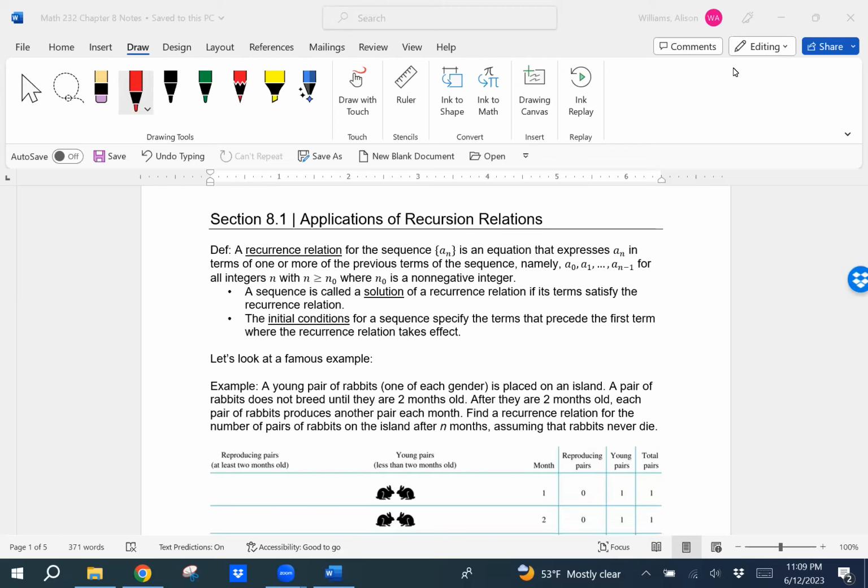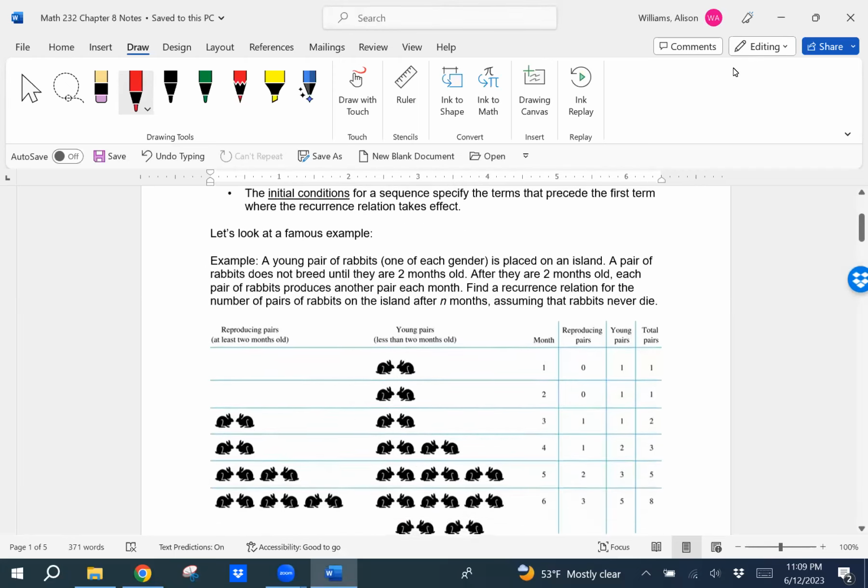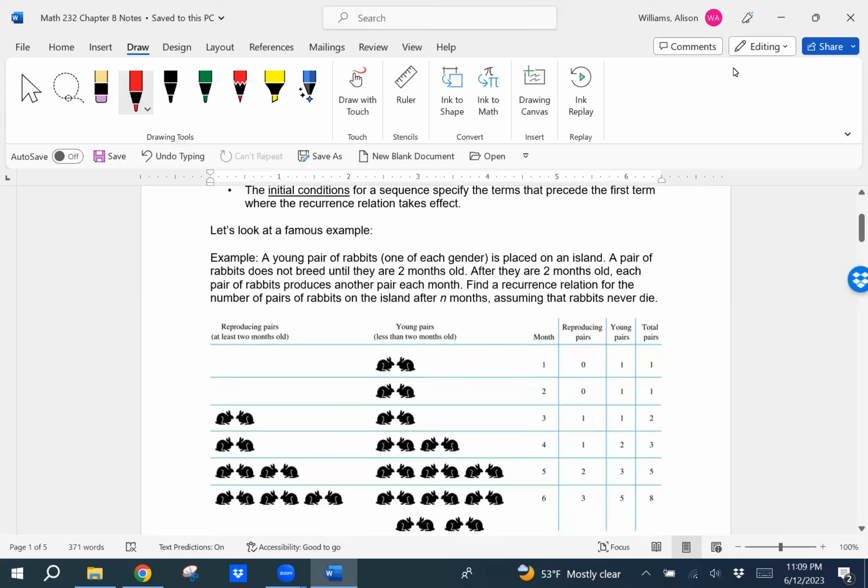Let's look at an example, and then I'll come back and review what the initial conditions are after the example. So here's the first example. Let's say we have young rabbits, one of each gender, on an island, and a pair of rabbits does not breed until they are 2 months old. After they are 2 months old, each pair of rabbits produces another pair each month. Find a recurrence relation for the number of pairs of rabbits on the island after n months, assuming the rabbits never die. They help start us off by mapping out this problem.